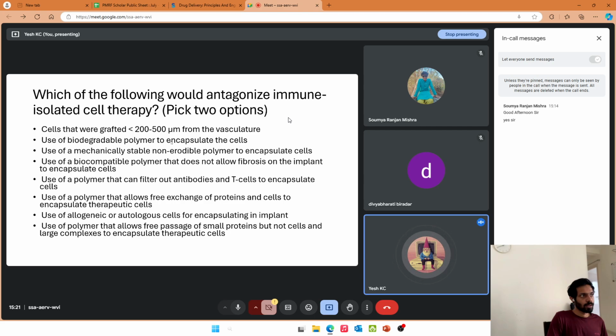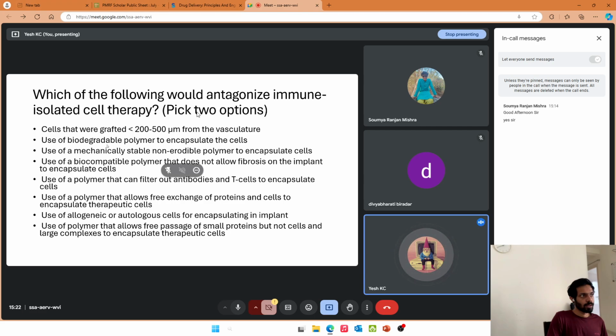So in that sense, it's different from CAR T therapy and other immunotherapies, because in immunotherapy you get the immune cells from the patient itself. This is not immune therapy, this is immune isolated therapy. Whatever you're putting into the body of the patient, you're isolating it from the patient's immune system. You need not necessarily use immune cells; you can use any type of cell you want. I got it, sir.